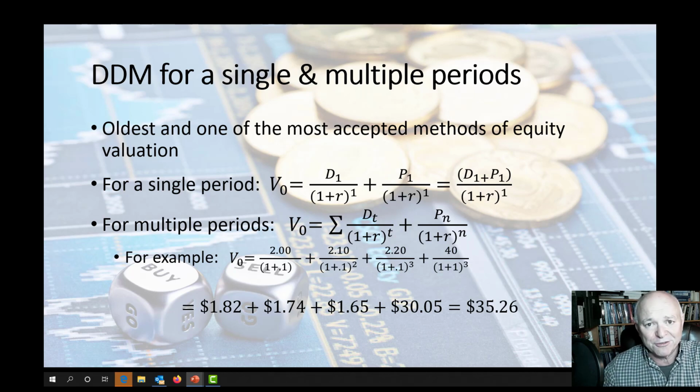You shouldn't pay more than $35.26 for this company. As a practical application, this isn't going to really work for us because we don't know with certainty what these cash flows are going to be, and we certainly don't know what the value of the stock is going to be. But once we understand the model, we can start to apply it in more interesting ways.